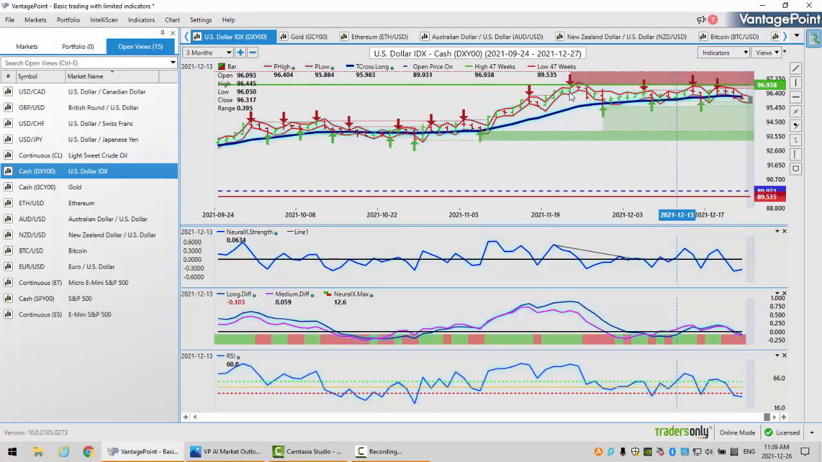We've basically been running in a channel for the better part of the month since we hit the high in November, that high coming in at 96.93, and the lower end of that channel is again 95.51. So I anticipate this channel will hold into the year end with a slight bearish bias towards the downside.